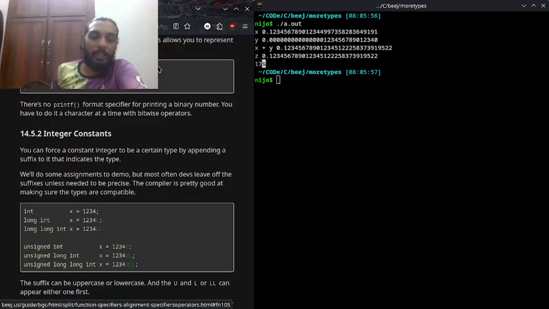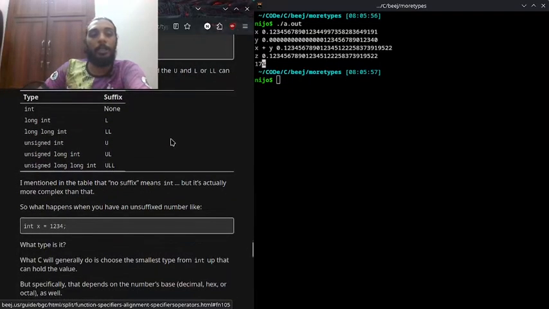You have to do it a character at a time with bitwise operators. Integer constants. You can force a constant integer to be a certain type by appending a suffix to it that indicates the type. We'll do some assignments to demo, but most often devs leave off the suffixes unless needed to be precise. The compiler is pretty good at making sure the types are compatible. So that's long int, that's long long, that's unsigned long and unsigned long long. The suffix can be uppercase or lowercase, and the U and L or LL can appear either one first. Okay. None, no suffix, L, LL, U, UL, ULL.